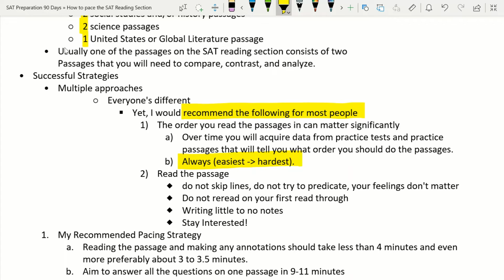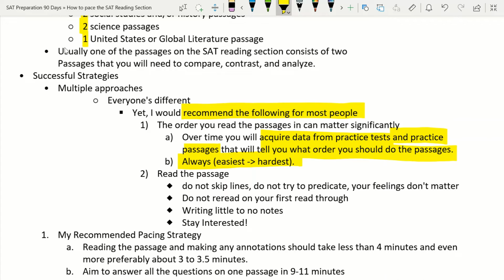And over time, by taking practice tests, so if you haven't taken practice tests, make sure you're taking practice tests and practice passages, you'll acquire data, right? You'll have data on how you did on each practice test and practice passage, and you'll be able to tell what order you should do the passages in. You'll be able to tell if you're stronger in science, or literature, or history. So over time, you use that data from your practice tests to see where you're strongest. And then you're always going to want to go from where you're strongest to where you're weakest, or from where the easiest points are to where the hardest points are. So if you're really strong in literature, start there.